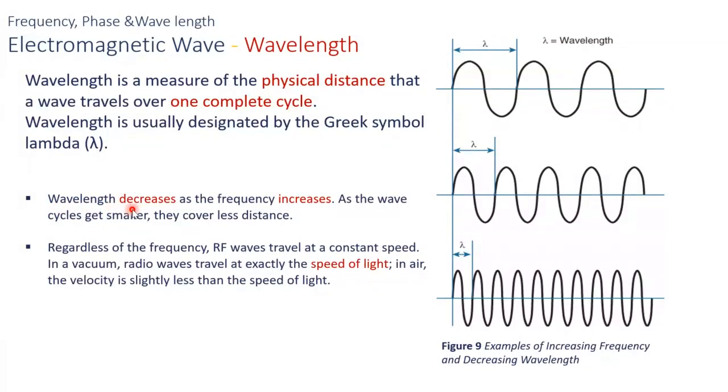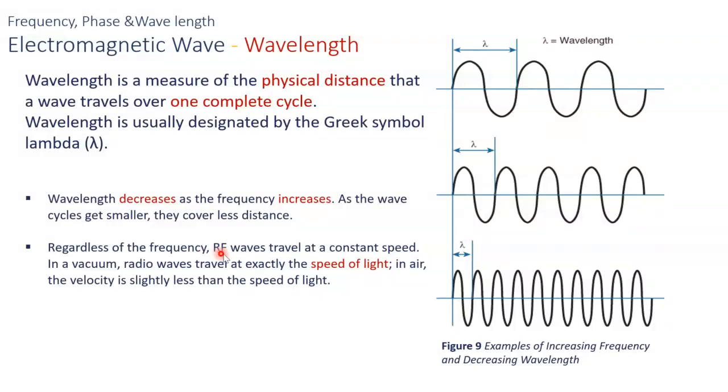So wavelength decreases as the frequency increases. You can see here frequency is increasing. Number of cycles per second is increasing, which means lambda will decrease. As the frequency increases, lambda decreases. As the wave cycles get smaller, they cover less distance. So once the frequency increases for any signal, it covers less distance. It does not travel too much.